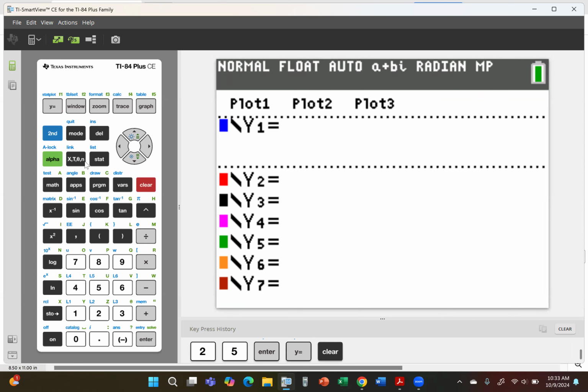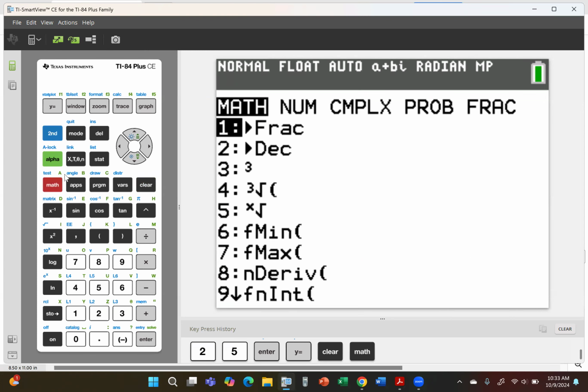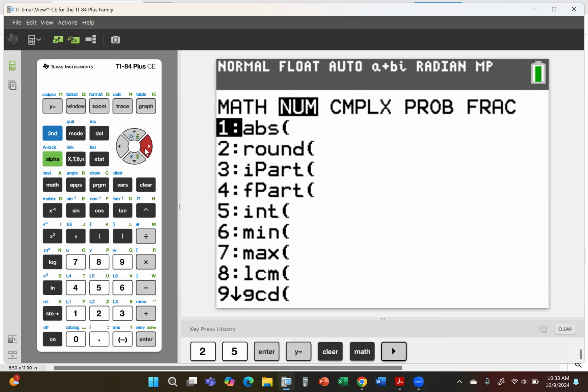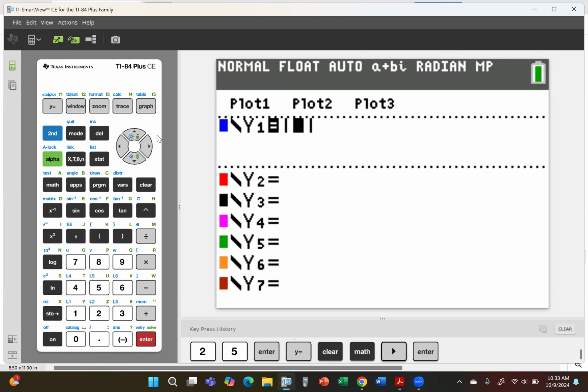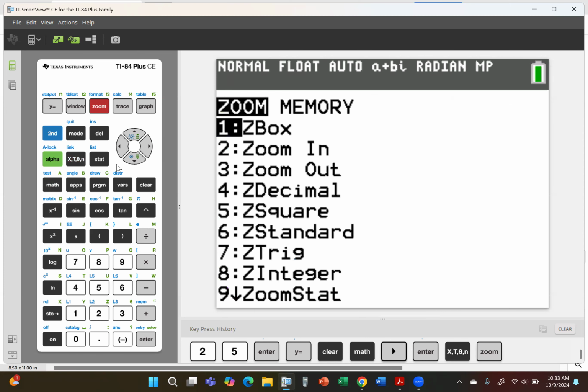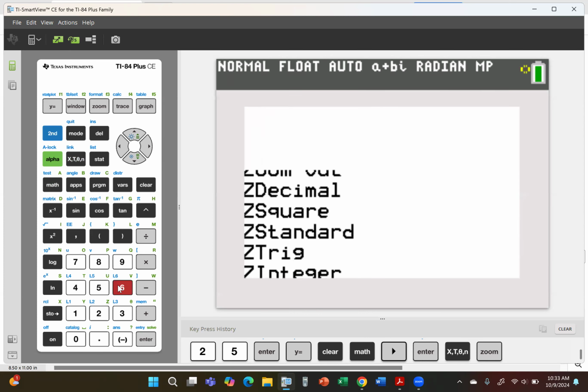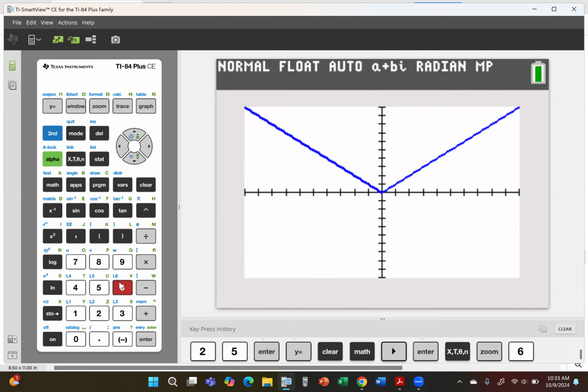So absolute value, if you go to your math menu and you go over to number, which is the second menu to the right, number 1 is absolute value, ABS. So when I hit enter, you go back to your y equals and it gives you the absolute value bars. You type in the x. And then I'm going to do a zoom standard because I know this window's out because I was graphing the normal. There you go. It's a V. Okay.